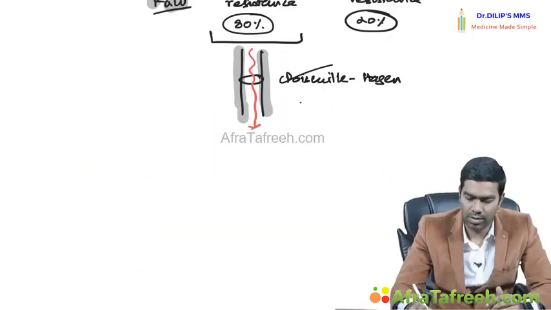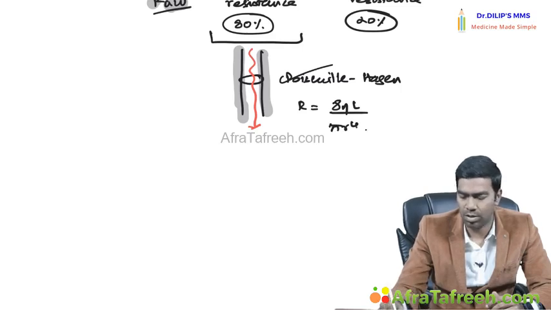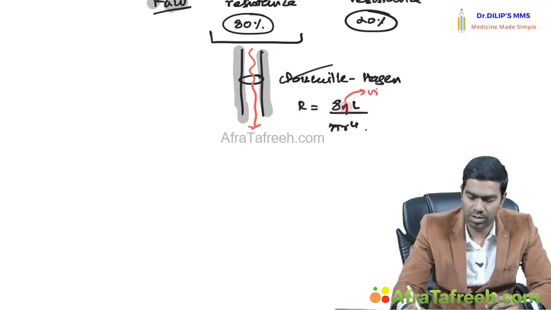The Poiseuille-Hagen equation states that resistance is equal to 8 eta L divided by pi r power 4. Here eta stands for the viscosity of the substance that is flowing, in this case the air, and most of the time it's not going to change that much. And L is the length of the tube, and again the length of the airways is not something that is going to change a lot.